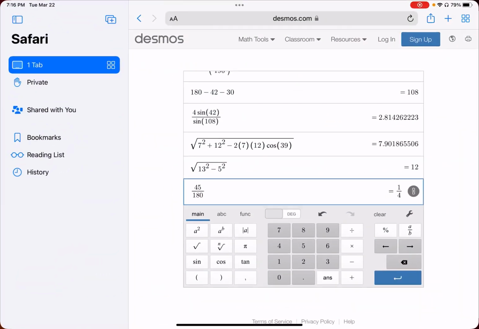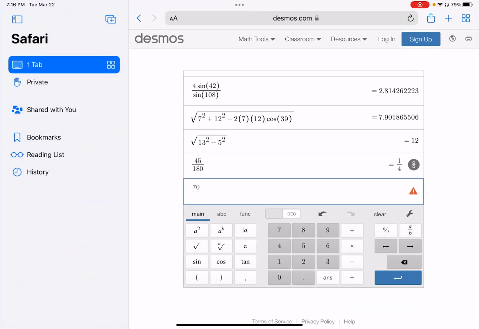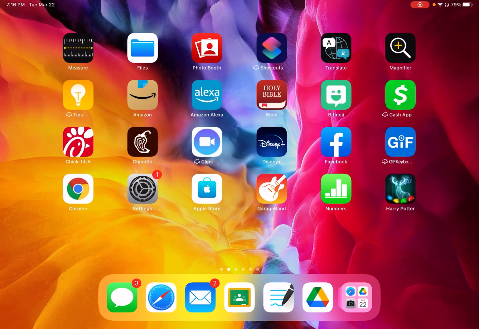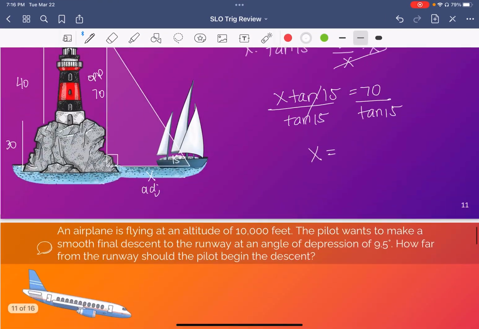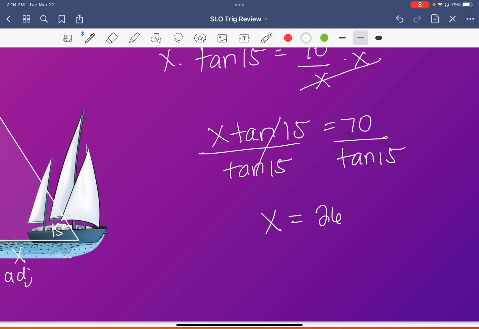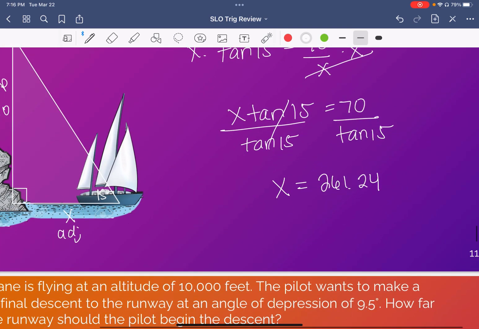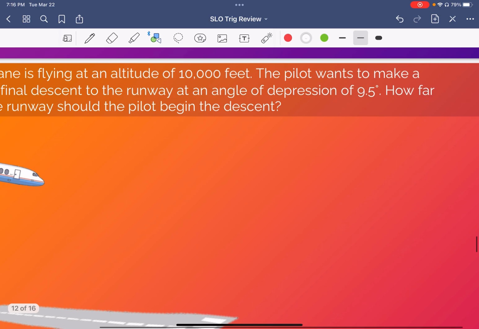70 divided by tangent of 15, which is 261.24. But this question does say to the nearest foot. So that is to the nearest whole number, which would just be 261. Okay, moving on to the next question.